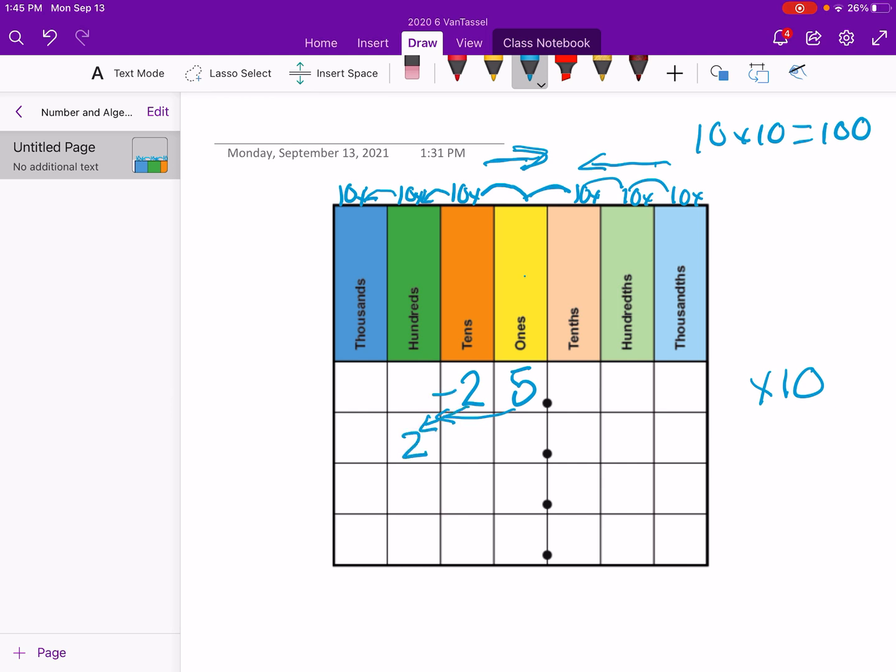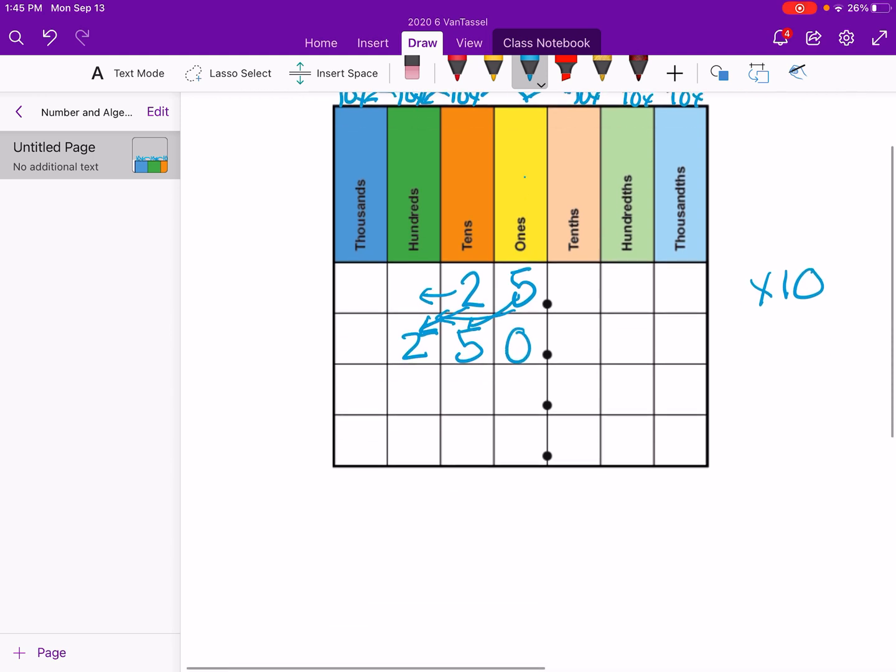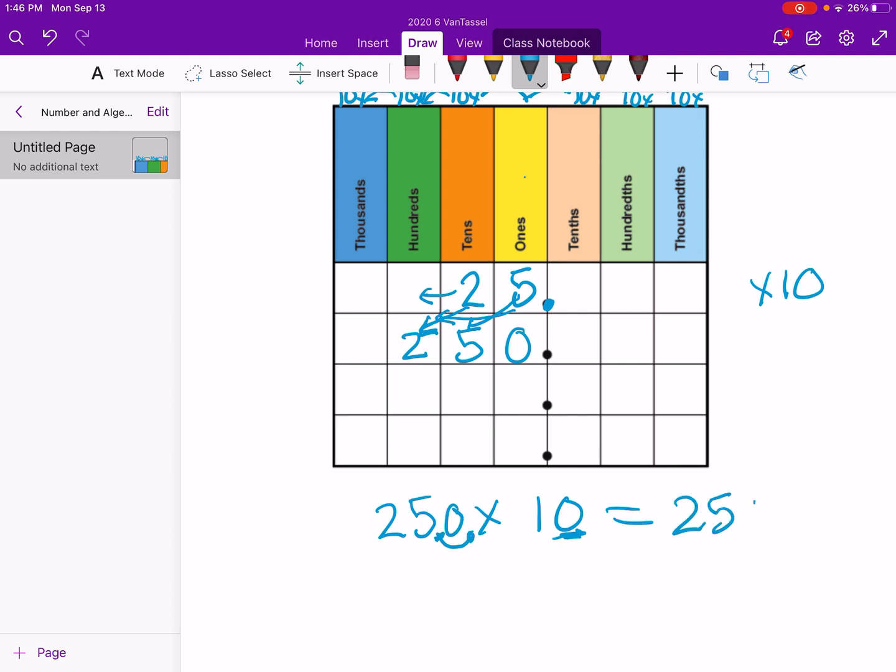This 2 would go over one space to here, and the 5 goes over one space. Now there's an empty spot here. A 0 has to be placed there because you can't leave an empty space. So the answer would be 250. So 25 times 10, you can think of it as, okay, the decimal's here, just like it is up here. I'm going to move this decimal over one space because it's times 10, so it's one space. And I just put a 0 in that spot, so it's going to be 250.